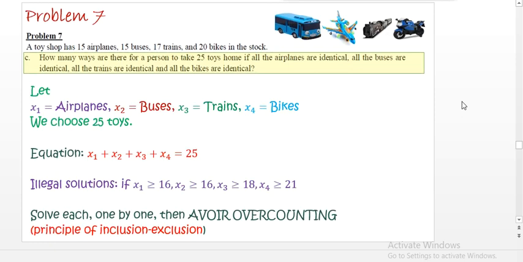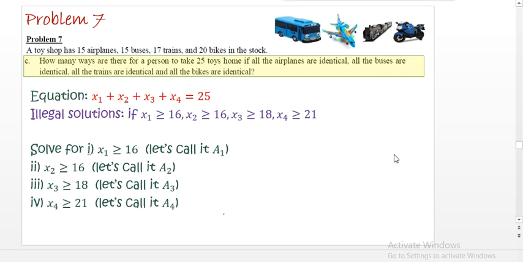So how do we find the number of illegal solutions? We have to avoid overcounting, of course. So this is just like the principle of inclusion exclusion. So we solve for illegal solutions. First of all, we solve for when x1 is greater than or equal to 16. We have to solve each and every case, and let's call this a1. We have solved this many times. We are just taking only one condition at a time.